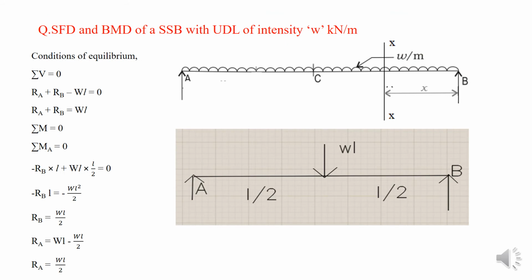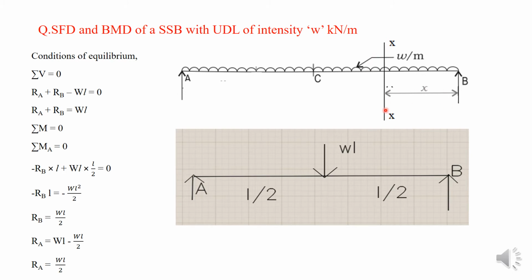Now let's see a general case, that is the shear force diagram and bending moment diagram of a simply supported beam with a UDL of intensity W kilonewton per meter. So this is a simply supported beam which has reactions RA and RB, and is carrying a UDL of intensity W kilonewton per meter throughout the span. So in order to draw the bending moment diagram, consider the shear line HH, which is at a distance HF from B. Then take the shear force at HH.